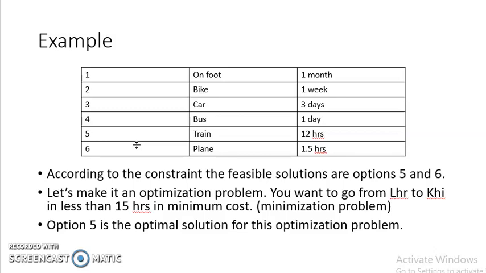How can we convert this to an optimization problem? Let's say you want to go from Lahore to Karachi in less than 15 hours, but at the minimum cost possible. Now it has become a minimization problem where you have to minimize the cost. Now, you have two feasible solutions. You can either go by train or by plane, but which one would cost the minimum? Option 5. So, option 5 is your optimal solution.